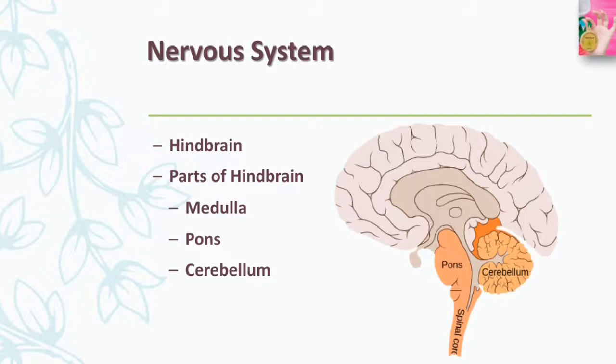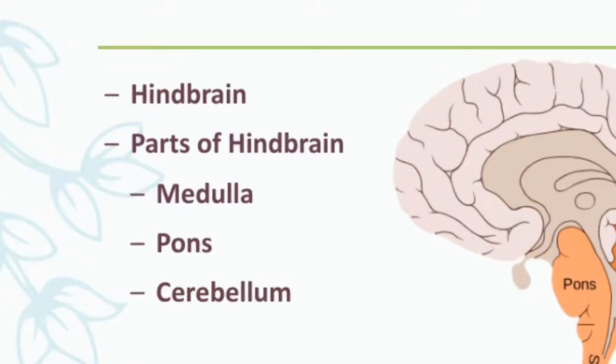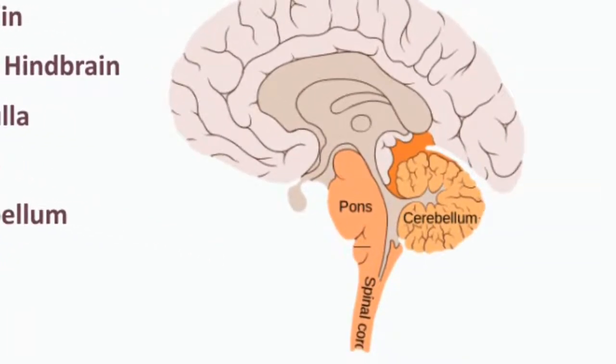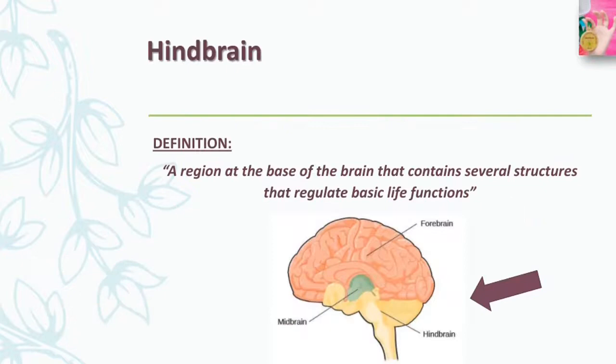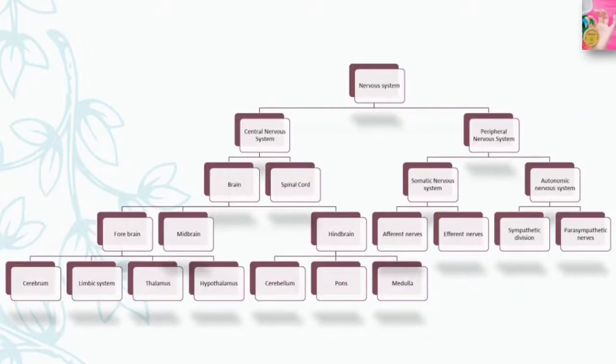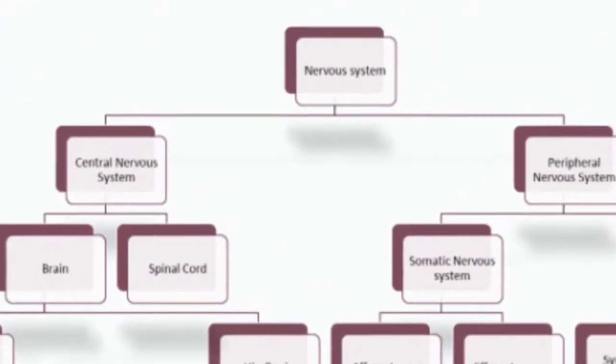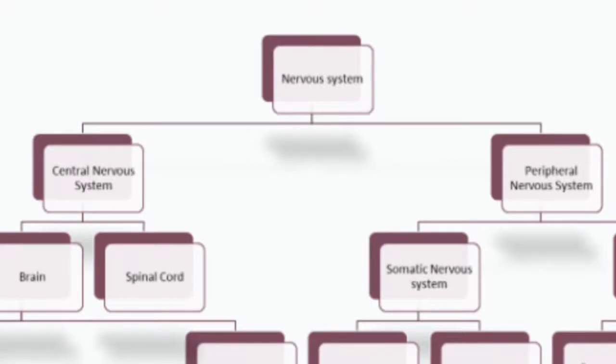In this video we will be discussing the hindbrain and the parts of the hindbrain, which includes the medulla, pons and cerebellum. As you can see in the picture, this part of the brain is the cerebellum, this part is the pons, and below the pons you will find the medulla. I have included a flow chart. I will zoom it for you so it will be easy to look at.